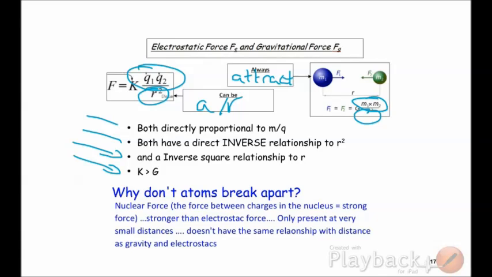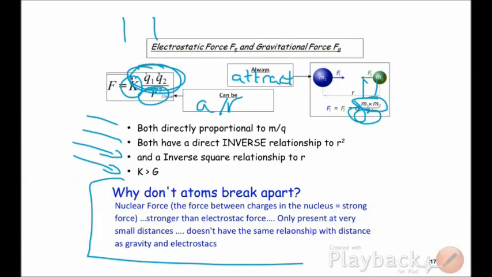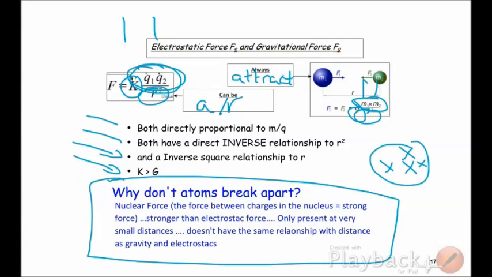Also an important point, k is greater than G, 9 times 10 to the ninth versus 6.67 times 10 to the negative 11th, which means that with the same, let's say if q is 1 and m is 1, your gravitational force will be smaller. Also, interesting point, nuclear force. Well, if I have an atom and the center is made up of protons, why doesn't that atom break apart? That atom doesn't break apart because of something known as nuclear force, and nuclear force only happens when these small particles are really, really close together, and it's actually stronger than the electrostatic force.